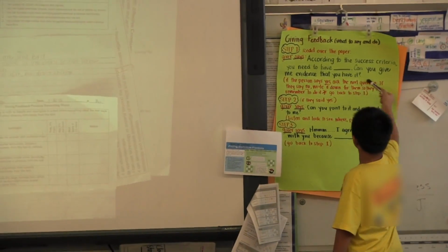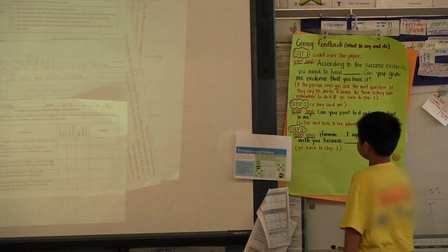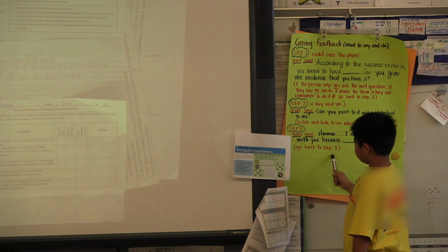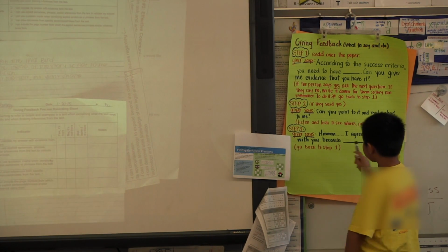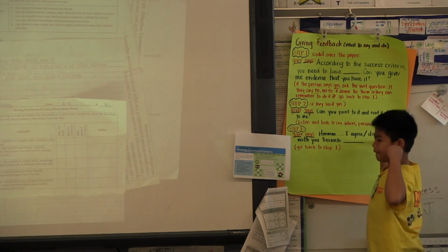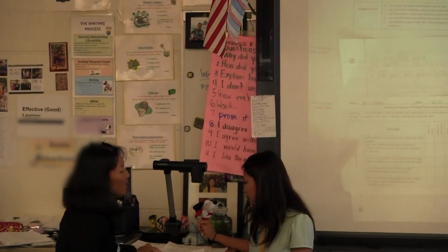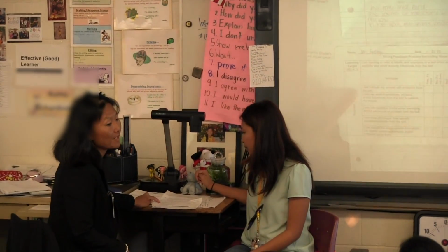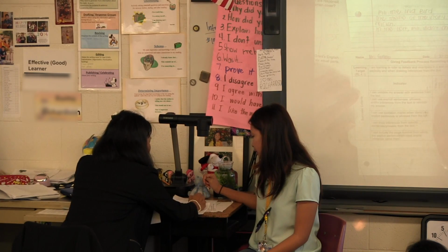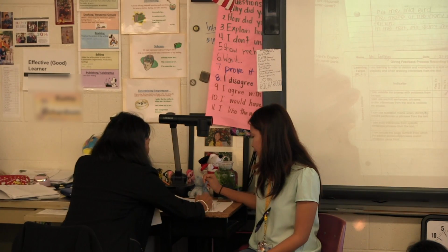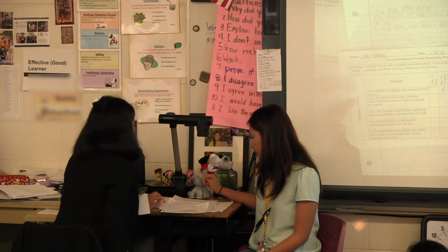But I'm going to say, now I'm on the third step. And I'm going to say, disagree. I disagree with you, Ms. Gallego, because it says you need evidence from the text, but you didn't have evidence from the text. So I'm going to write, no, it's not there. And I'm going to write no evidence. Okay, next one.